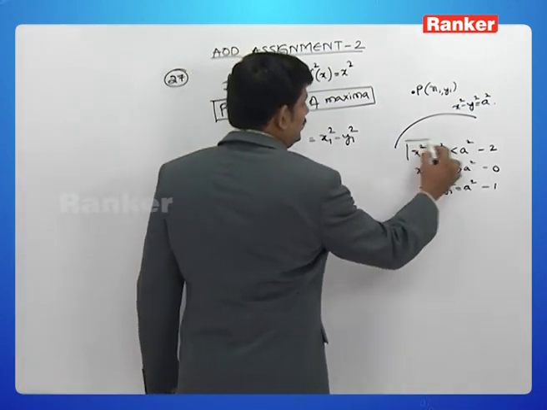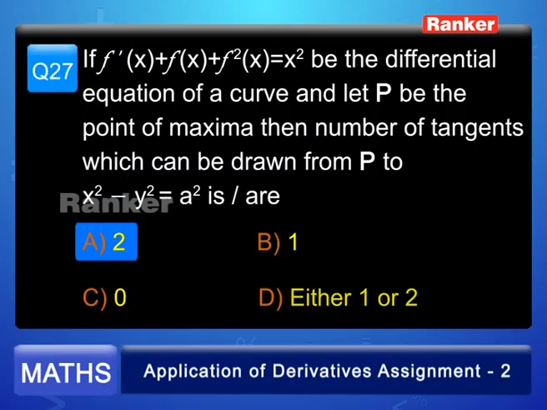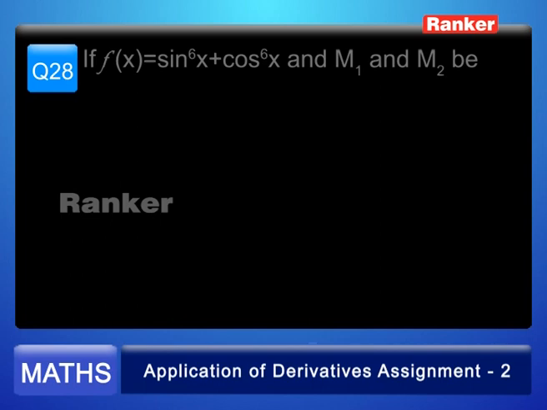So we can say the number of tangents that can be drawn from point P to the curve are 2. So it's option A. Next question.